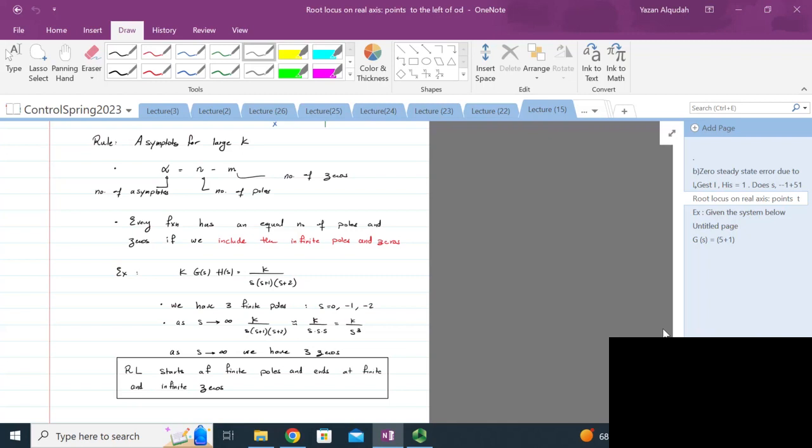Now this is something new we're not used to. We're usually used to a finite number of poles and zeros. But here we have an infinite zero. Make sense? So this is the new thing that we're going to be using: for any system there is an equal number of poles and zeros if we consider the infinite zeros. Make sense? Okay.